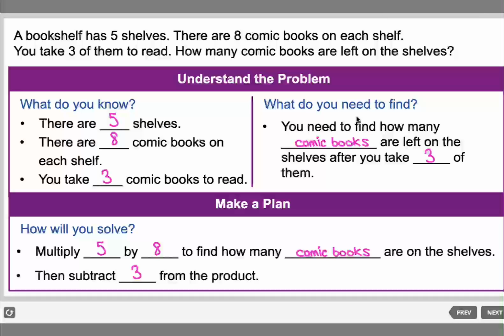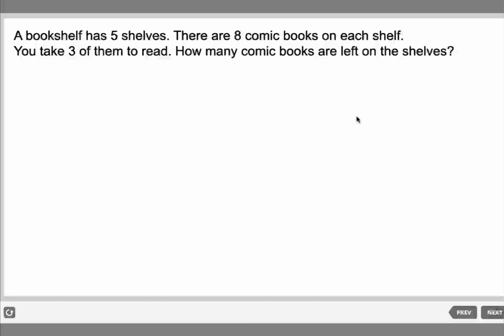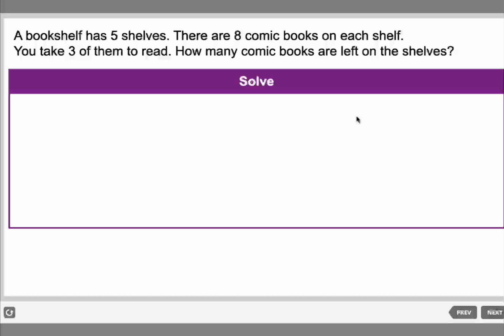Okay, my heroes, if you are writing, pause the video. If you have finished writing, let's move to the solution. How can we solve? So we start with understanding the problem, then making a plan, then we solve it. I'll erase this and let's solve.